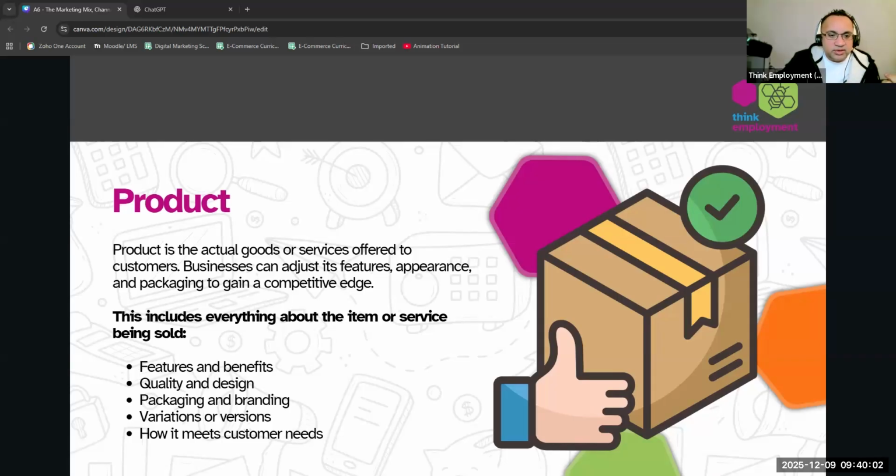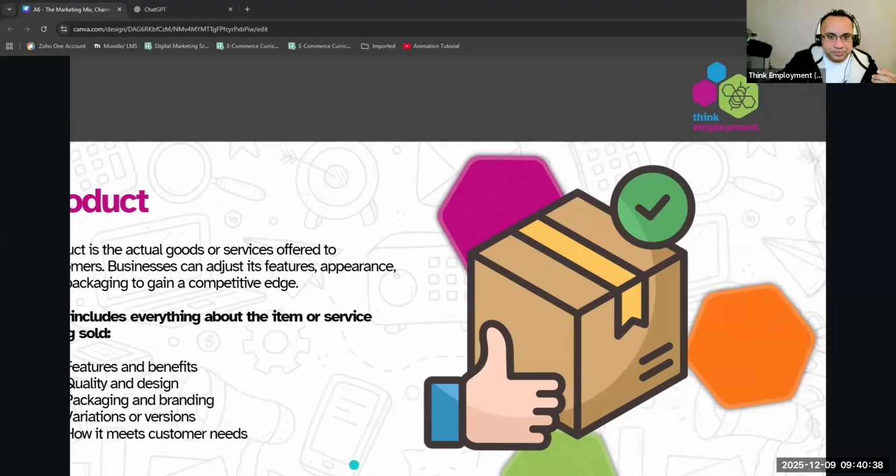So there are the features and benefits, the quality and design, the packaging, the branding, variations and versions, and how it meets the customer's needs. During a season like Christmas, you might think of different colors to go for, like red or more festive colors, and this is going to give them a competitive edge for those who are looking for Christmas presents, for example. So the product itself can be adjusted slightly for marketing purposes, looking at the features, benefits, quality, design, packaging and various things.